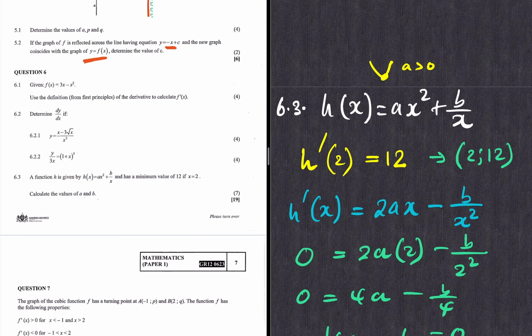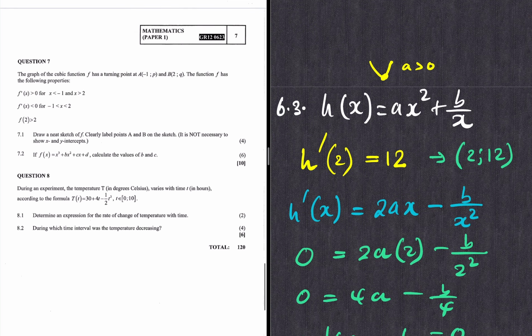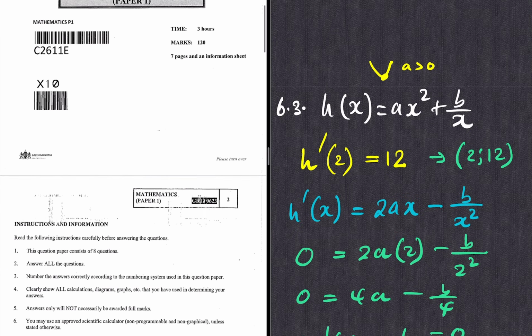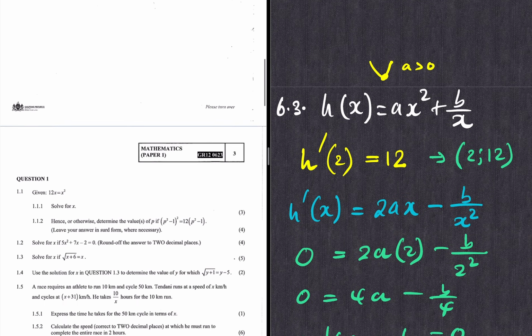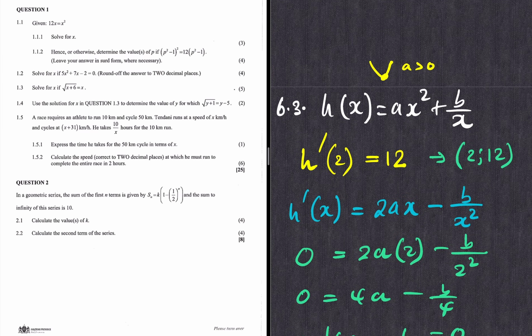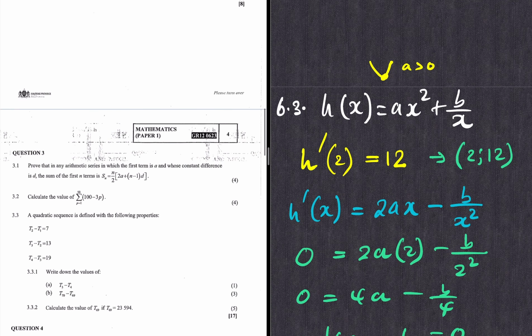I'm a bit tired, so I'm going to do question 7 and question 8. Question 8 is optimization, and question 7 is basically your cubic graph. I'm going to start from algebra, how to solve for x here, and number patterns, your sum, how to prove the arithmetic series as well, and to do some calculations around the quadratic sequence.